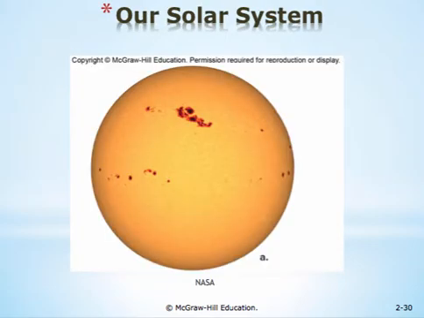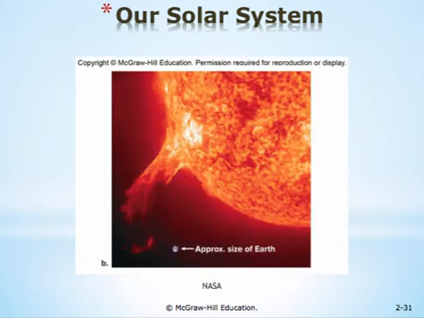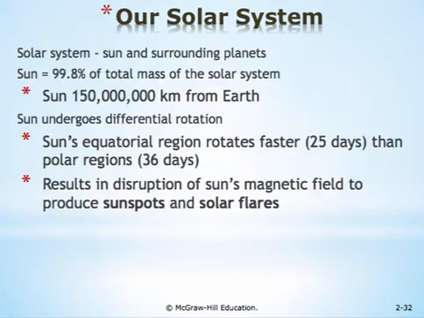Our solar system. Here is a photograph of the sun. Another photograph of the sun showing a solar flare. Notice the approximate size of the Earth, that little spot at the bottom. The solar system, sun and surrounding planets.